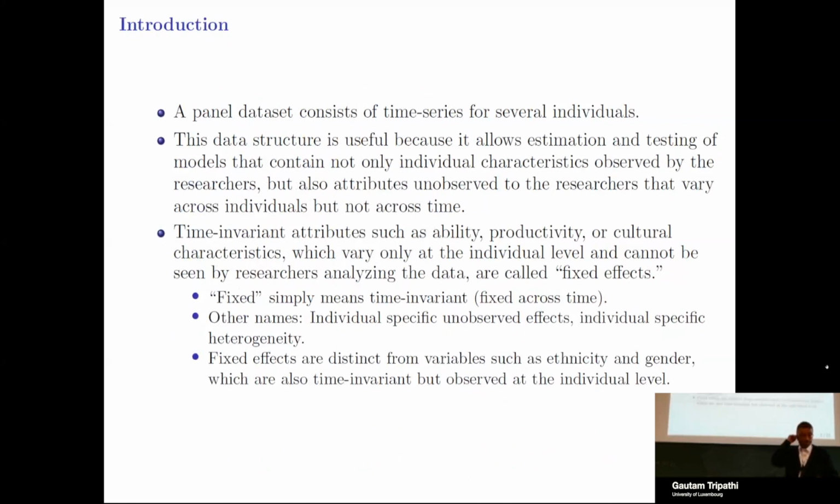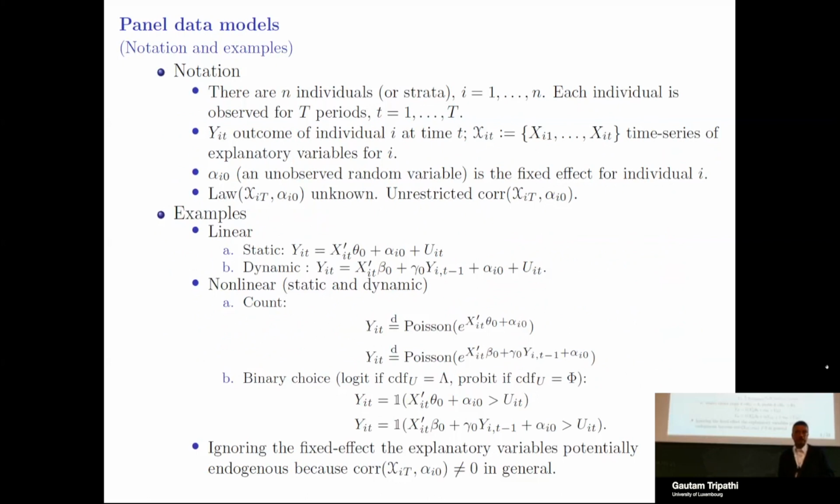So here's the notation. We will index individuals with i, and there are little n individuals. You can call them strata. Statisticians, I think, like to call them strata. We will call them individuals. There are capital T time periods, and each time period will be indexed by little t. Y_it will be the outcome, whatever it is, of individual i at time t, and the x's will denote the explanatory variables in your model. Alpha_i0 will be our symbol for the fixed effect. So this is an unobserved, time invariant random variable.